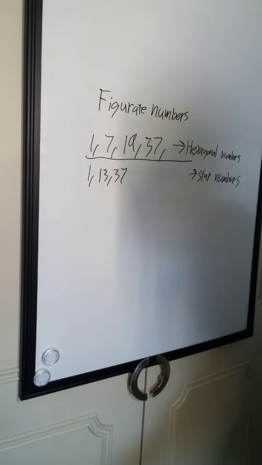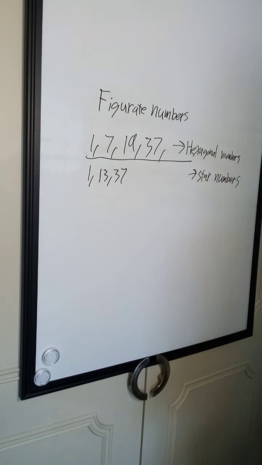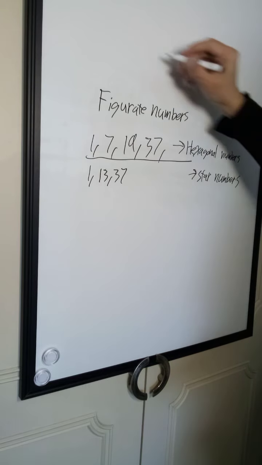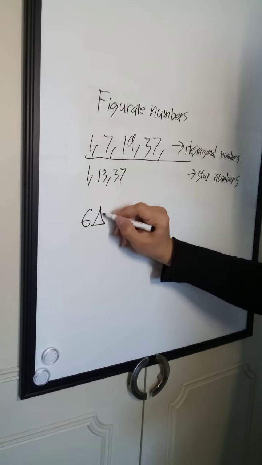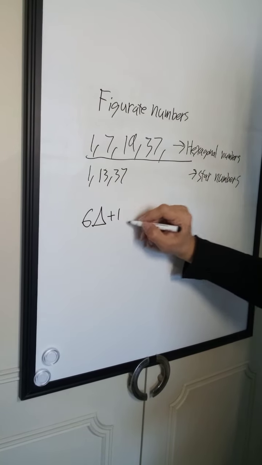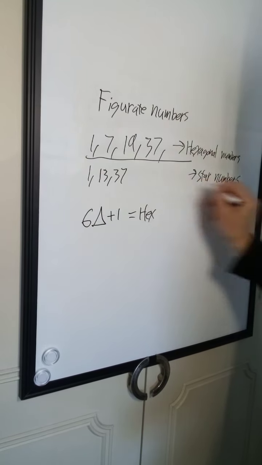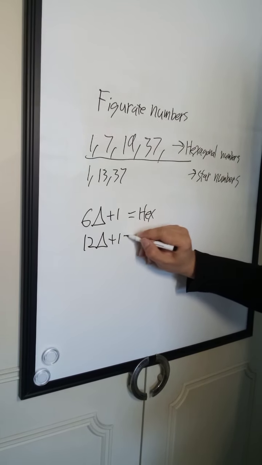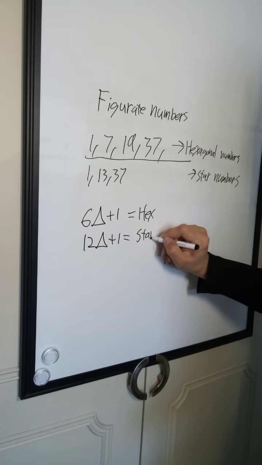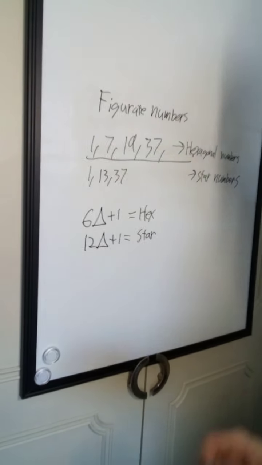And these are actually related to the triangular numbers. To get a hexagonal number, it is 6 times a triangular number, which I'm representing by delta, plus 1. And that would equal a hex. I'm calling it hex. A star number is equal to 12 times that plus 1 equals, I'll just call it star.